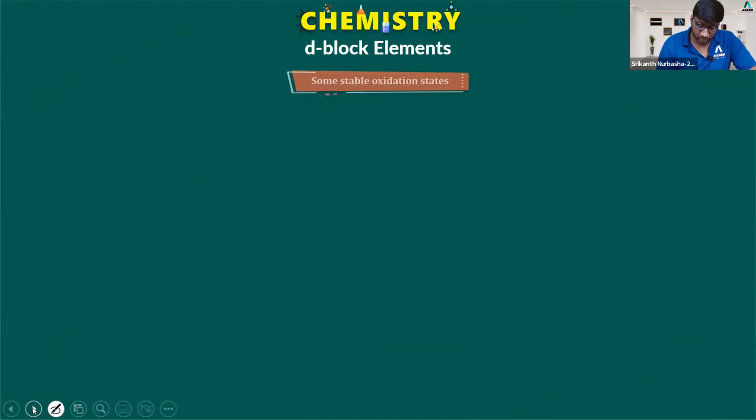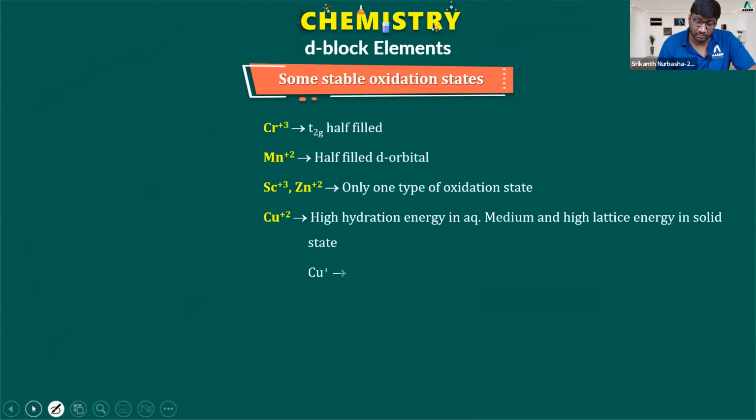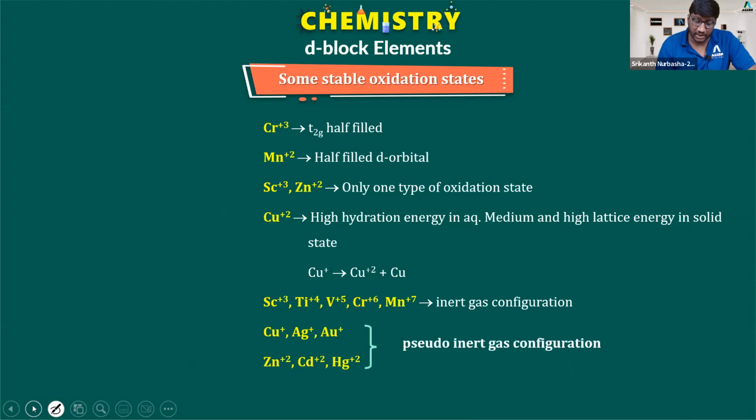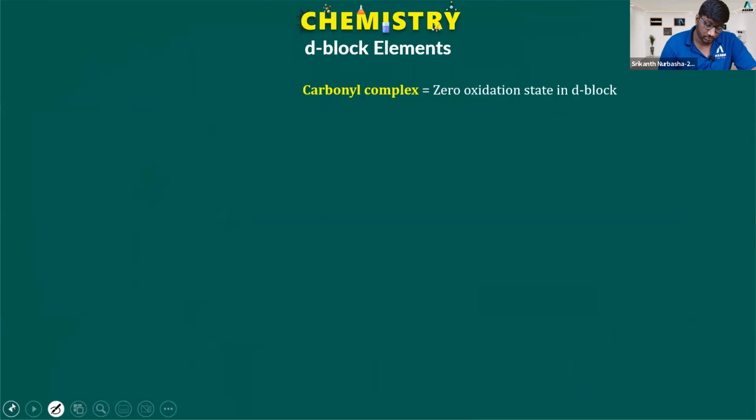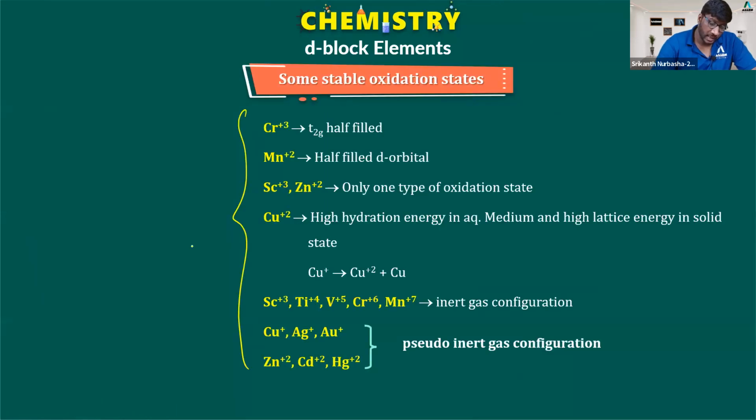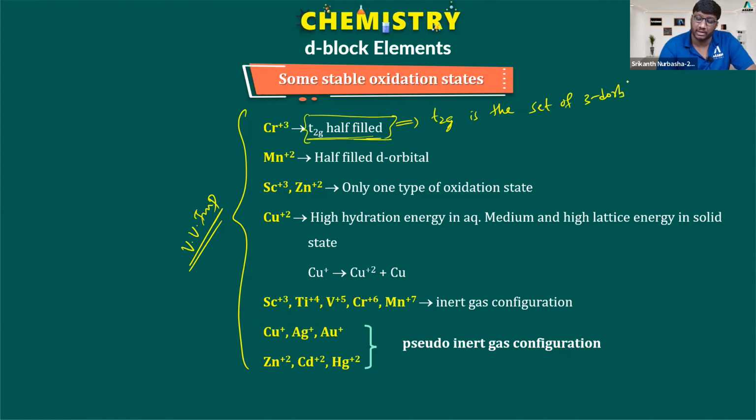Okay, let us proceed further then. Some stable oxidation states. Write this down, all of you, very, very important. Cr plus 3 is having t2g half filled. T2g, what is t2g? We'll study in complex compounds. T2g is the set of 3 d orbitals in octahedral complexes. So if you look at a Cr plus 3 ion, with t2g half filled, that is why it is going to be stable.